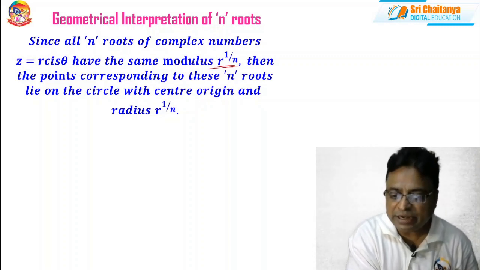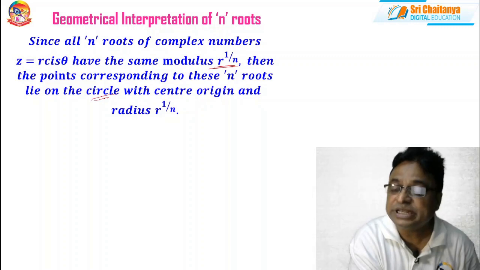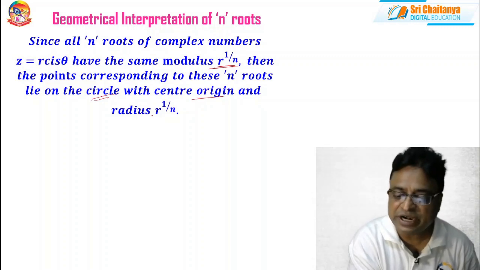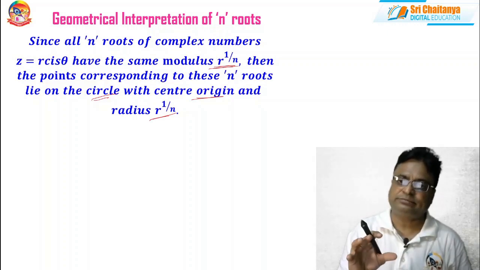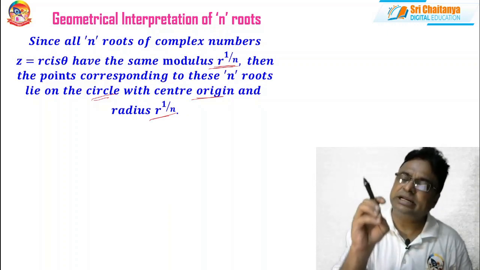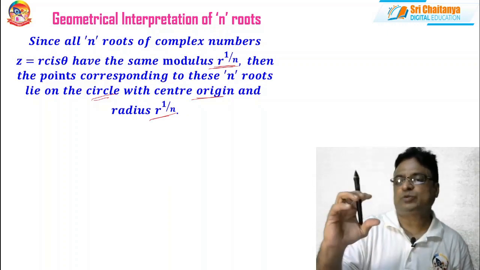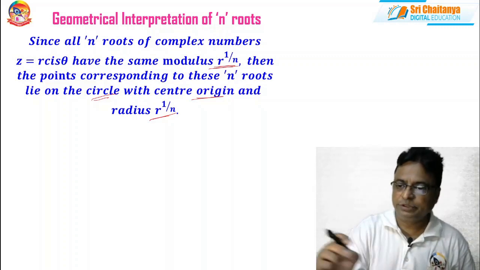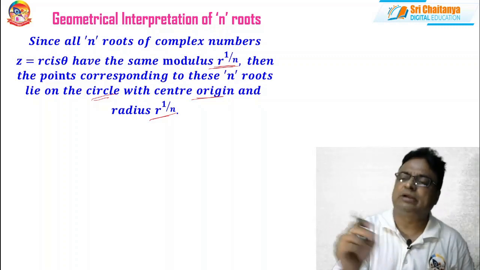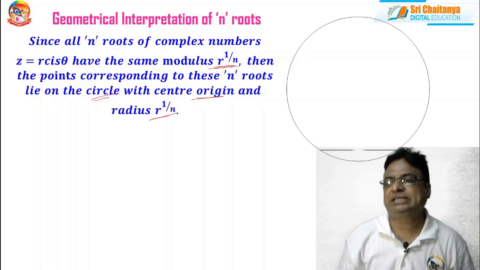And all these n roots lie on a circle. Which circle? The one with center at the origin and radius r power 1 by n. So you imagine a circle with center at the origin and radius r power 1 by n, and on the circumference of the circle you locate all the n roots. So they may be situated like this. See.